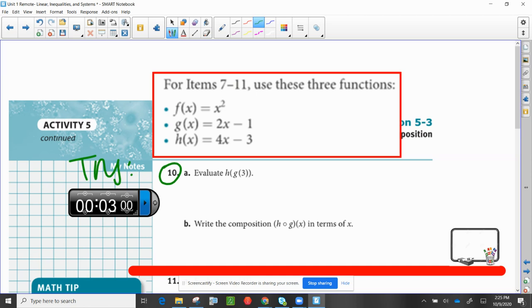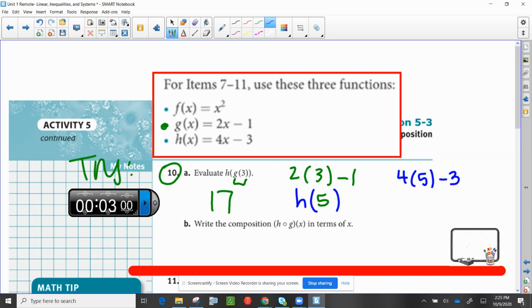Okay, so first I want you to evaluate h of g of 3 and tell me what you get. Okay, if you did everything correct, you should have got the answer of 17. So we'd have to find g of 3 first. So if I plug in 3 to g, that's 2 times 3 minus 1. So that gives me 5. Then once I found that, I'm going to find h of 5. So h of 5, that's 4 times 5 minus 3. So 20 minus 3 is 17.